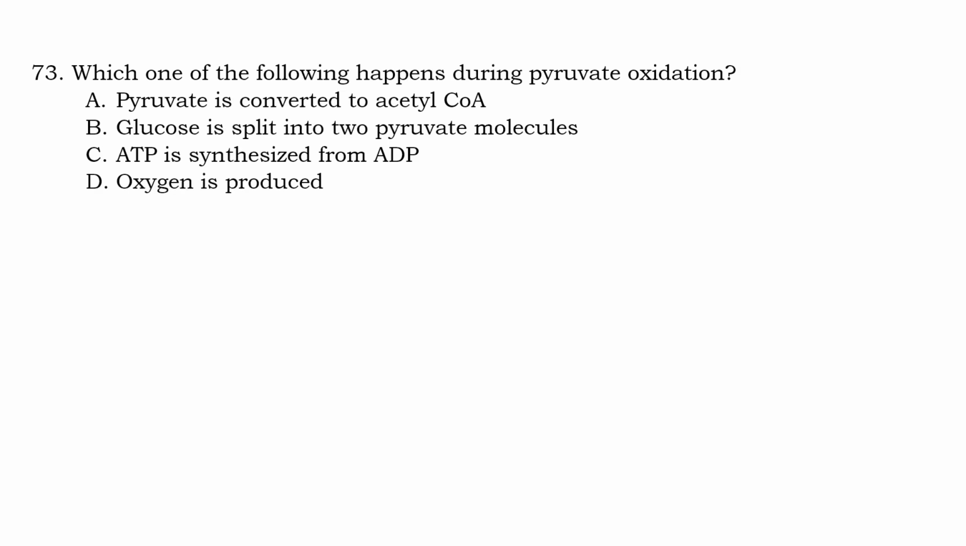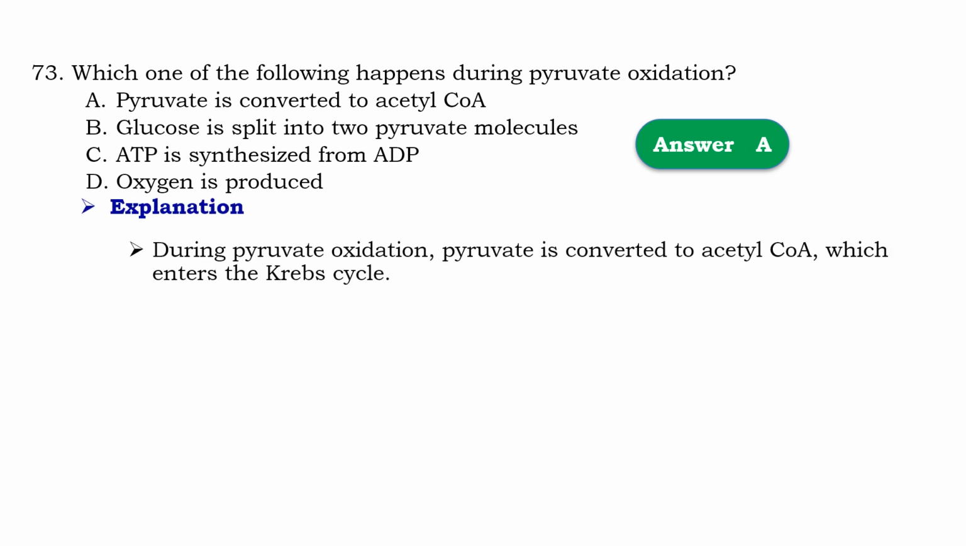Question number 73. Which one of the following happen during pyruvate oxidation? So that should be A. Pyruvate is converted to acetyl coenzyme A. Means that during pyruvate oxidation, pyruvate is converted to acetyl coenzyme A, which enters Krebs cycle.